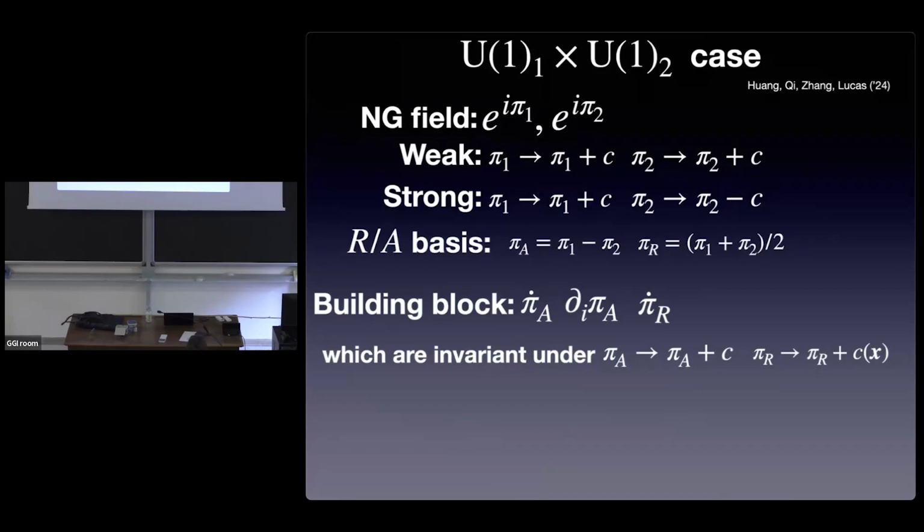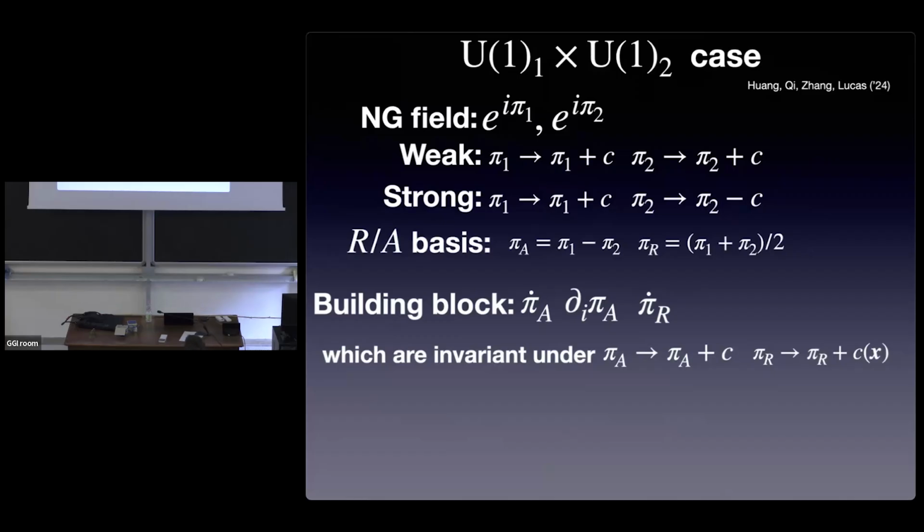And also, the strong symmetry is spontaneously broken. So in this case this is constant. So the invariant combination under the unbroken strong symmetry and broken weak symmetry, broken strong symmetry but unbroken symmetry, is something like this. So this is the building block of the effective Lagrangian in this case.